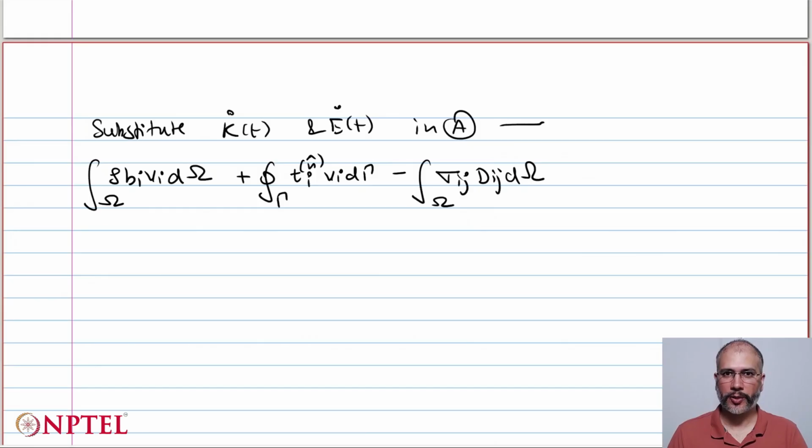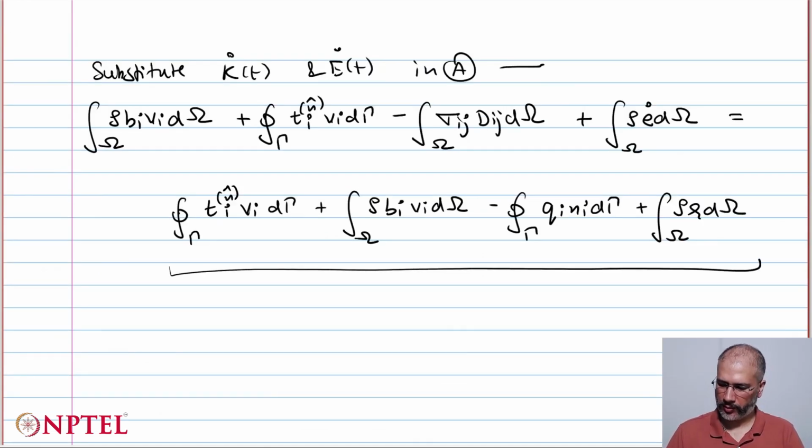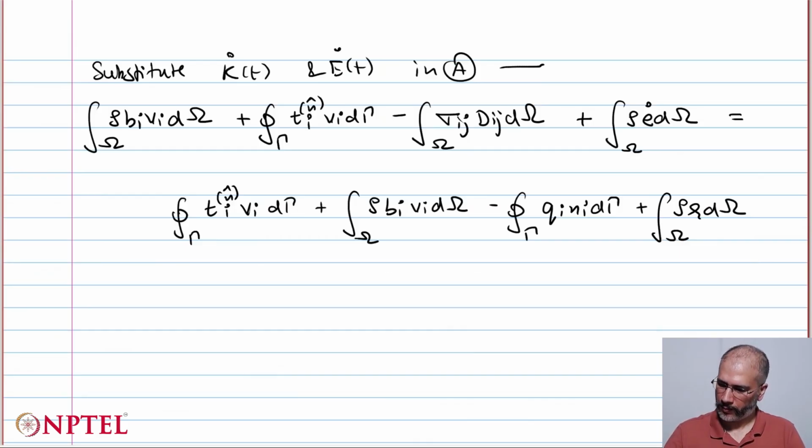So this is the expression for k dot, and this is the expression for capital E dot. And this here is the right hand side of equation A. So now we clearly see that this body force term on the left and right, they cancel. Also, the traction terms on the left and right cancel. So we are left with a simplified expression.